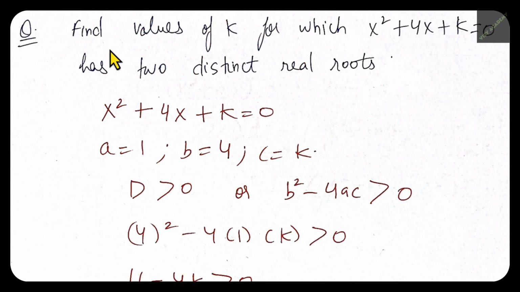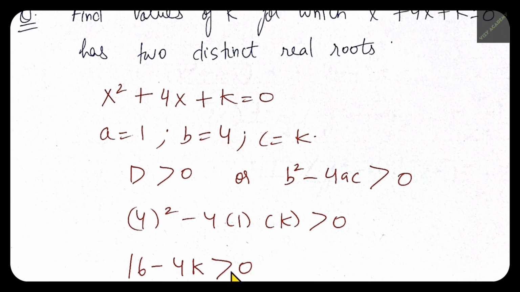Another type of question: find the values of k for which x² + 4x + k = 0 has two distinct real roots. In this case, there are two distinct real roots, therefore d will be greater than 0. So for x² + 4x + k = 0, a is 1, b is 4, c is equal to k. So b² - 4ac should be greater than 0. Rewriting the equation, 4² - 4 times 1 times k is greater than 0. So 16 - 4k is greater than 0.